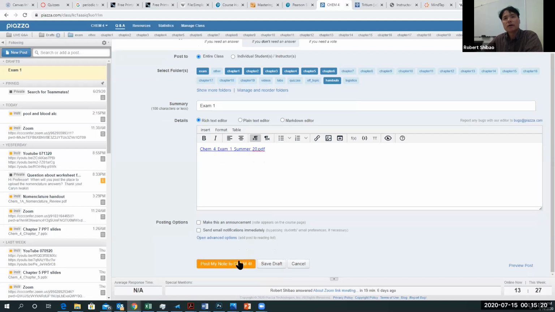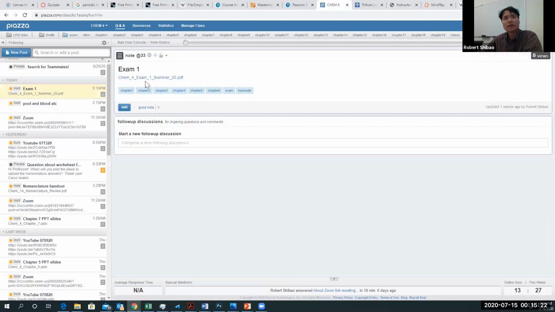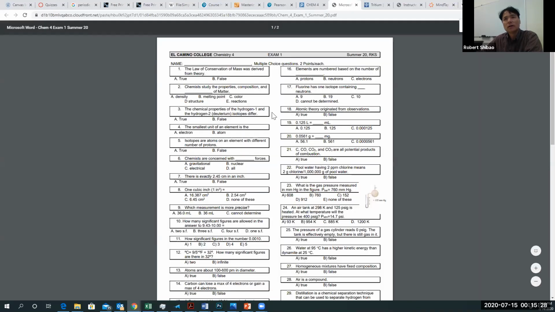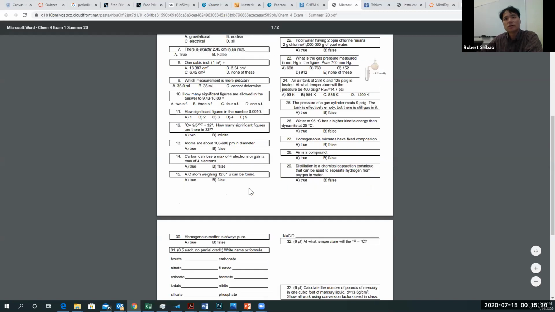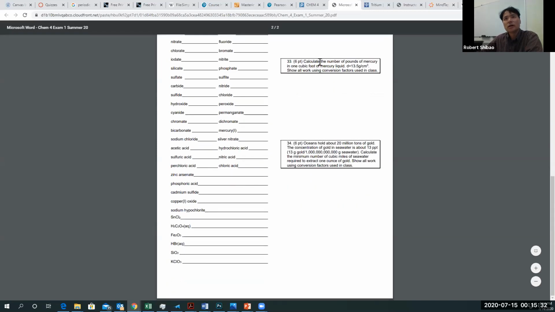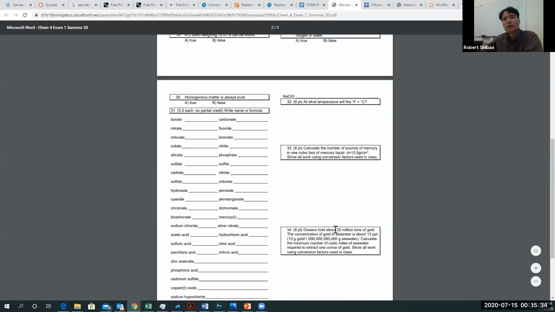You can print this out and then write it by hand, or if you have a touch panel, you can do it that way and just write on there. It's a combination of multiple choice questions, some nomenclature, and some calculations. For these calculations, I said show all your work and use the conversion factors. I wanted to see how you calculate it. I don't want you just to Google these things, obviously.